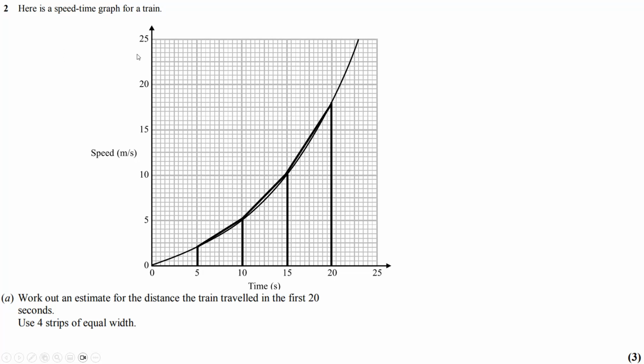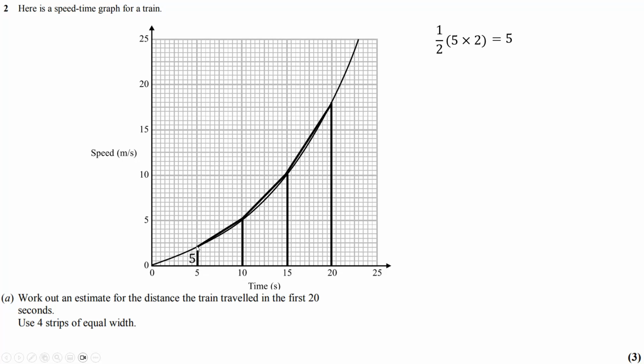Because this is a speed time graph, the area under the curve is equal to the distance travelled. So we want to find what this area is here, here, here, and here, and we want to add it together. Well, the area of this is easy because it's a triangle, so it's half base times height. The base is 5, and the height is 2. So that's just 5 for the area.